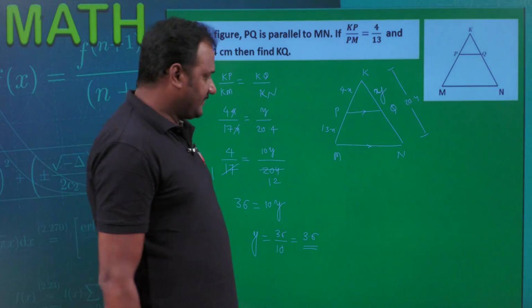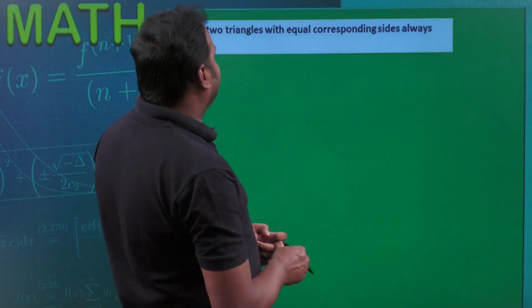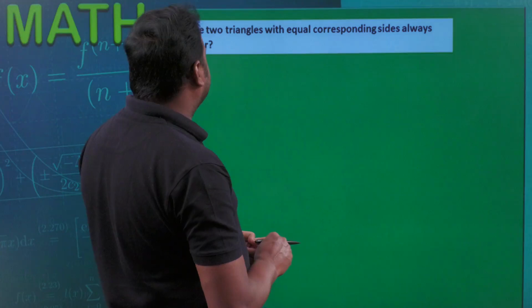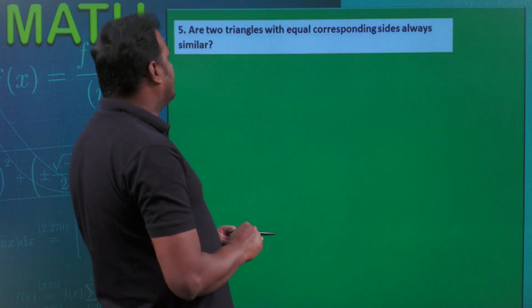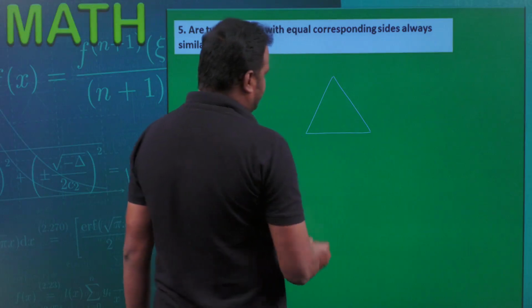Hope you understand? Right. Coming to the next problem. Are two triangles with equal corresponding sides always similar? Two triangles. I am going to take two triangles. This is one triangle.